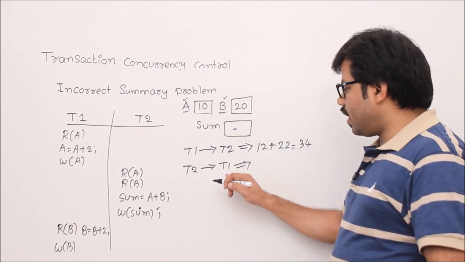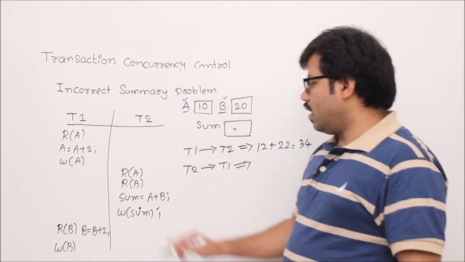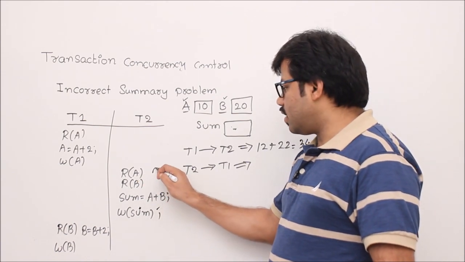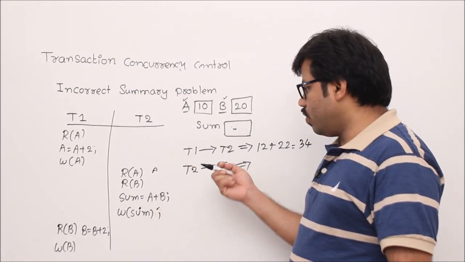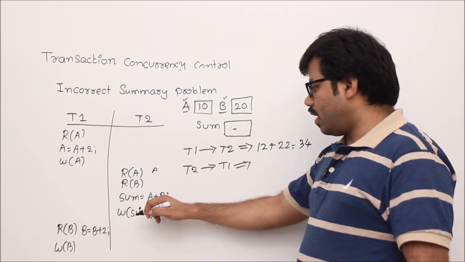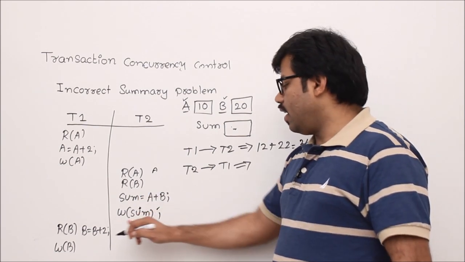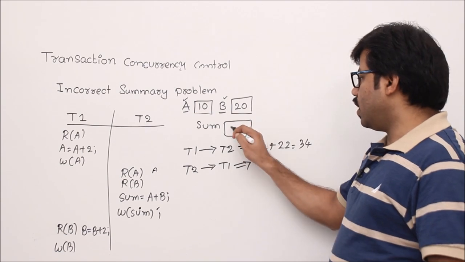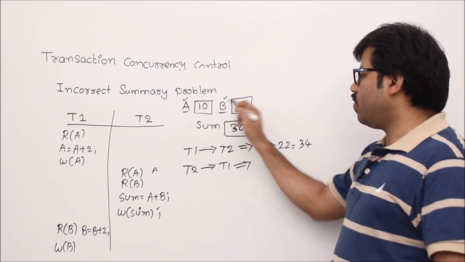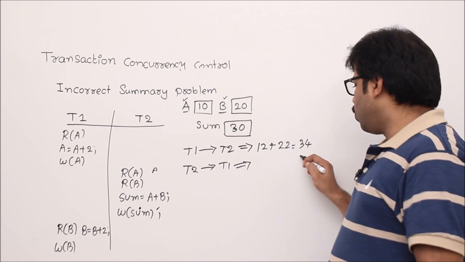Now T2 followed by T1. If I execute T2 first, then read A, read B. So A gets 10, B gets 20, of course. After that sum equals A plus B, so 10 plus 20, 30. Then write that 30 into sum, then this will get 30, right? Sum of these two, that's it, very simple program. So output will be 30.